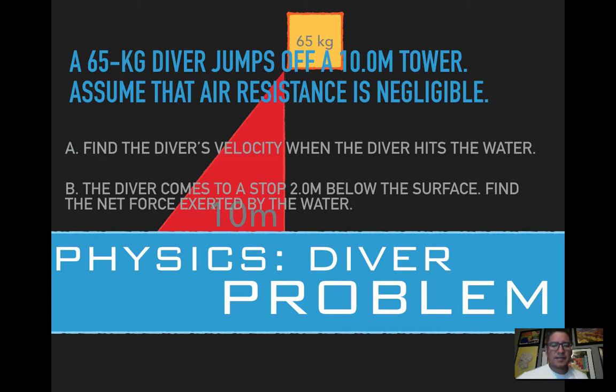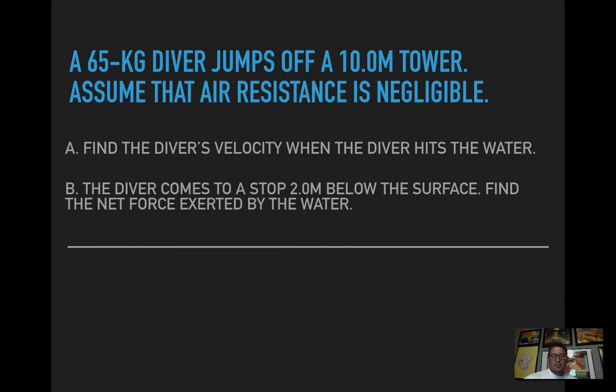Okay, so let's dive right into this problem, shall we? The problem states a 65 kilogram diver jumps off of a 10-meter tower. Assume the air resistance is negligible. Find the diver's velocity when the diver hits the water. And then secondly, the diver comes to a stop 2 meters below the surface. Find the net force exerted by water.